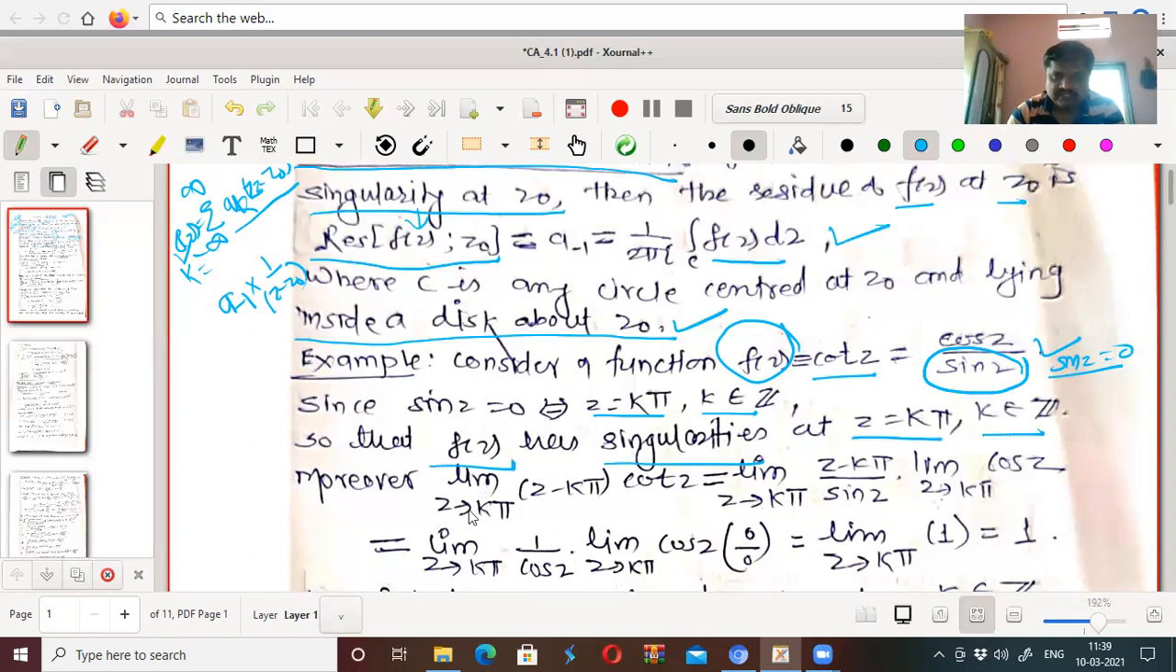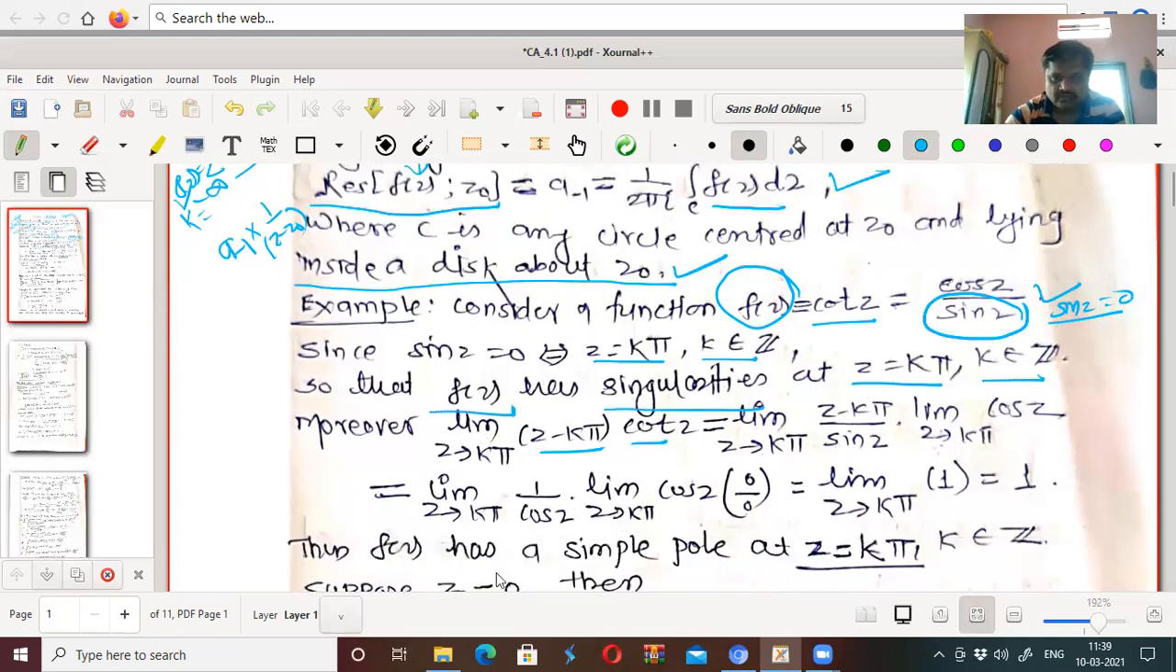Moreover, limit as z tends to k pi of (z minus k pi) cot z equals limit as z tends to k pi of (z minus k pi) upon sin z, into limit as z tends to k pi of cos z. Why do we take this form? Because as z tends to k pi, the numerator becomes 0 and the denominator becomes 0, so this is a 0 by 0 form.